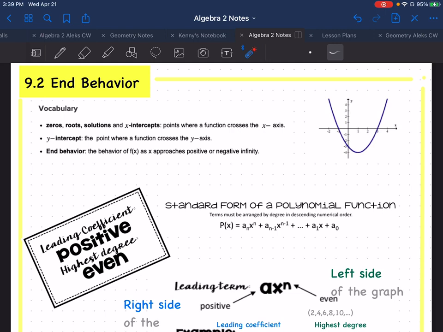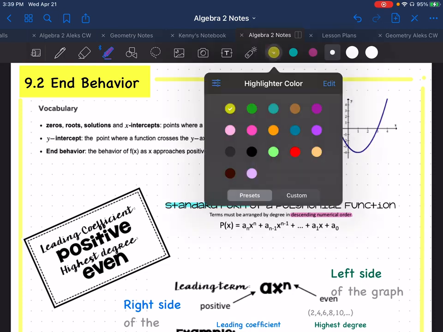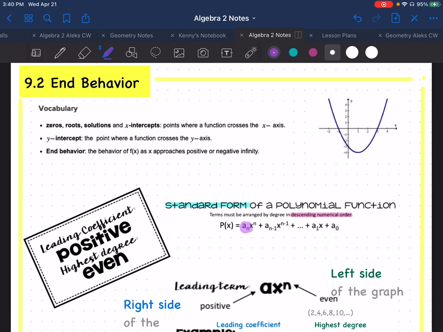But every time that we talk about end behavior, we have to make sure that we are in standard form. This means that my degrees must be in order and they must be in descending numerical order. That means the largest one comes first, and then we just count backwards. So what I need to be certain of, the one term that I have to look at, is this one right here. This is called my leading term. So I'm always going to be looking at my leading term. And I have to have it in standard form for it to be a leading term.